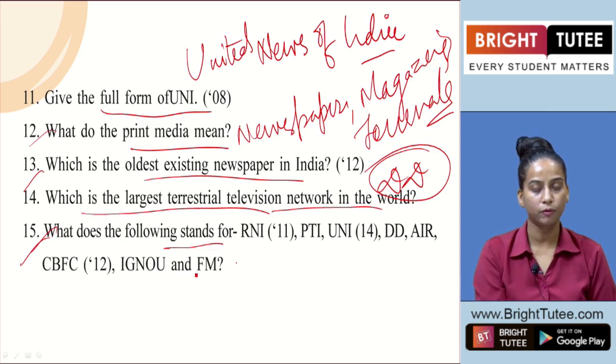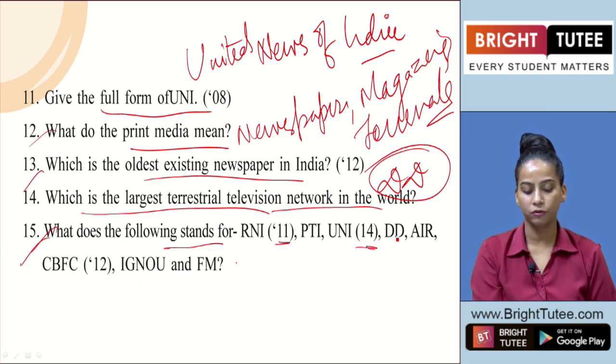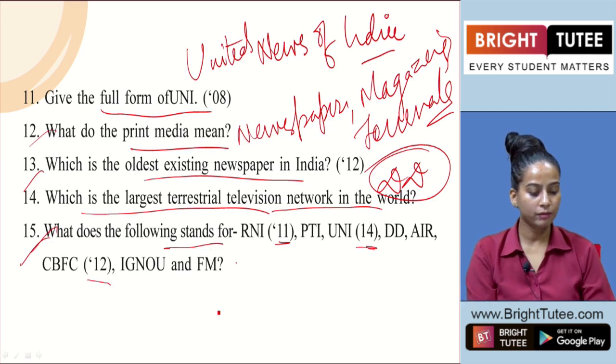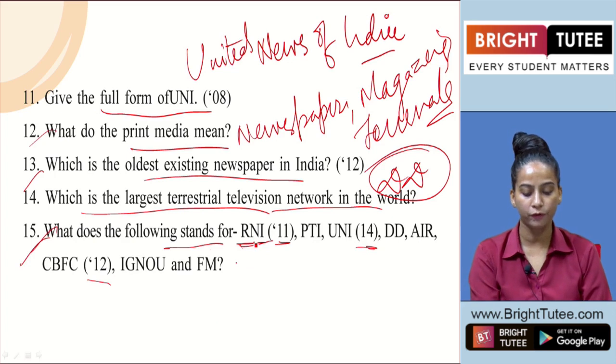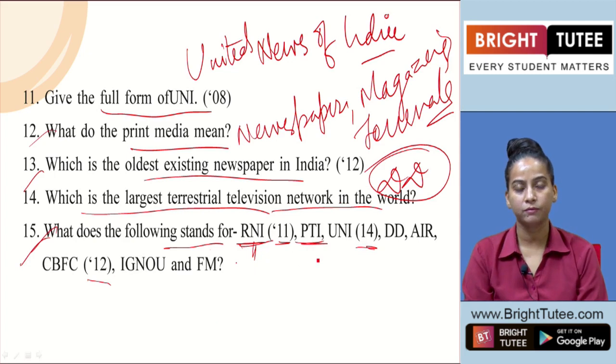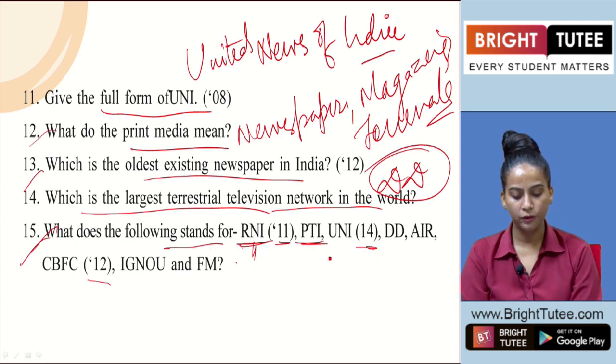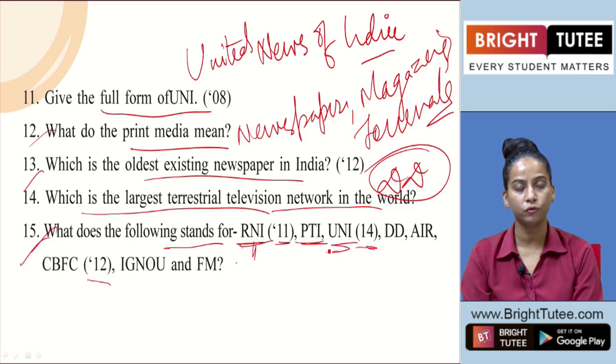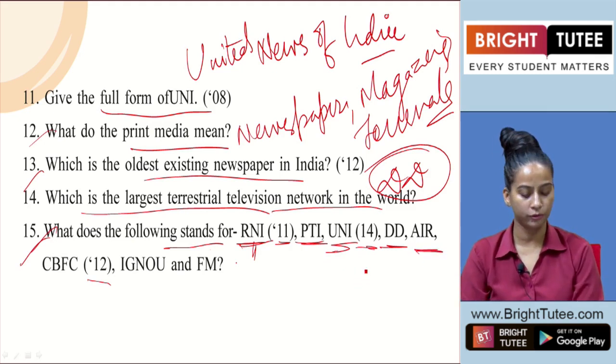Besides that, they have asked question number 15, what does the following stand for? So we have to give the full form of all these, and these are the years mentioned in which these abbreviations were earlier asked in exam. The first one we are taking, RNI. It stands for Registrar of Newspapers in India. Second, PTI we have already discussed, that is Press Trust of India. Next, UNI also we have discussed, United News of India. Then DD stands for Doordarshan. AIR stands for All India Radio.